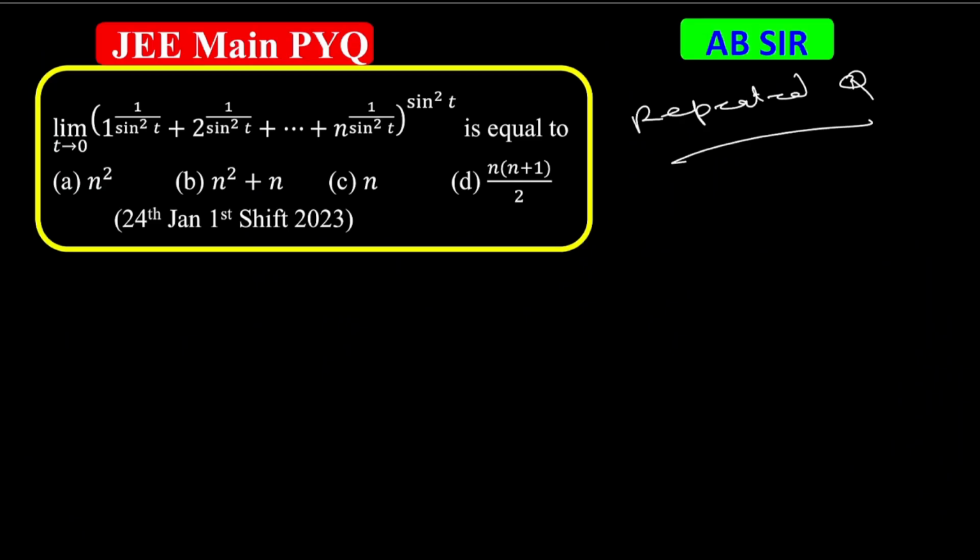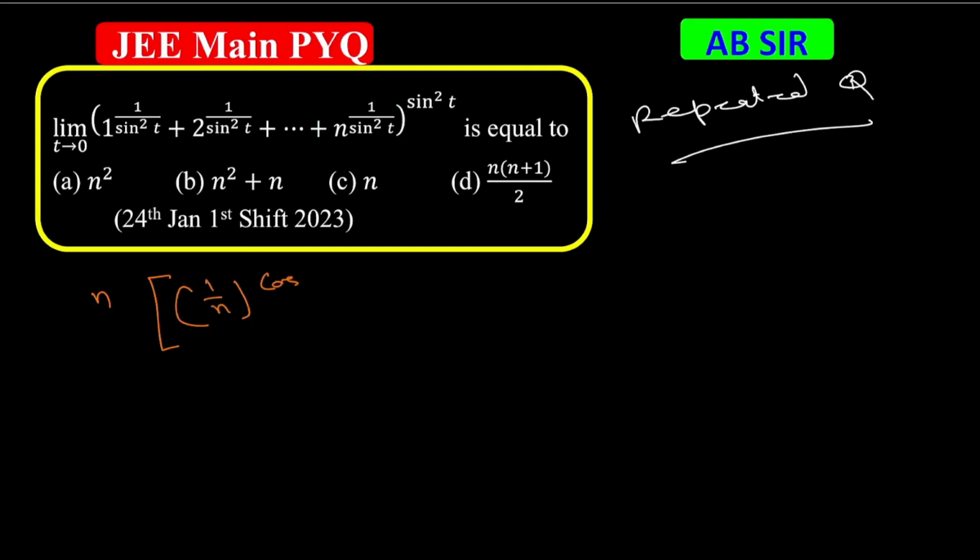1 to the power 1 by sine square x plus 2 to the power 1 by sine square x plus 3 to the power 1 by sine square x, continuation up to n to the power 1 by sine square x. Whenever this type of sum is there, what will we do? First of all, we always take that portion outside. So when I take n to the power 1 by sine square x outside, it comes out to be n, and finally we are getting 1 by n whole to the power 1 by sine square.